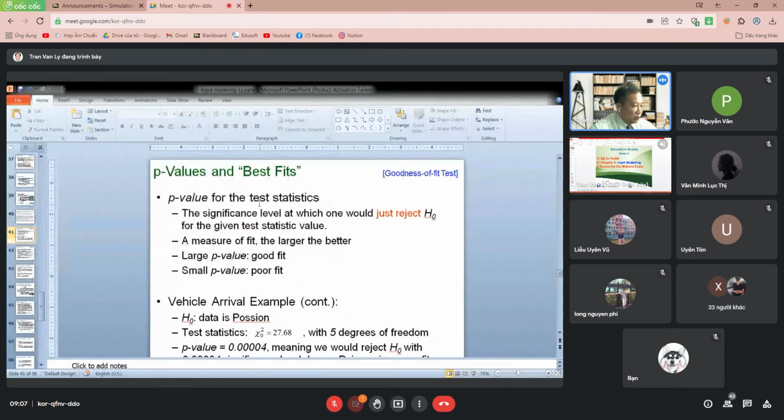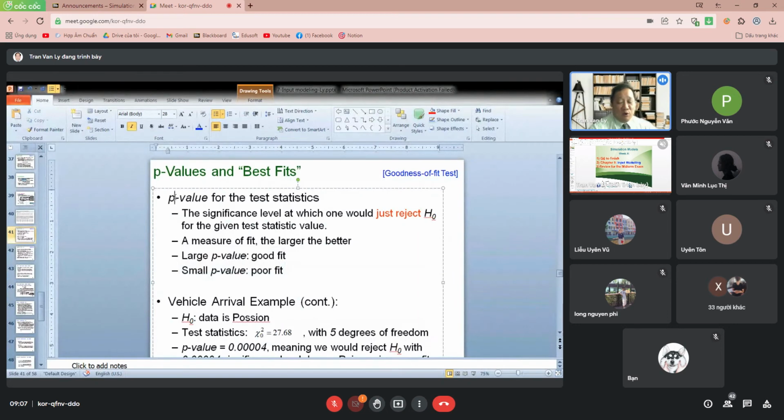Now we go to the p-value and the bad fit. Good fit, bigger p-value. Smaller p-value, bad fit. You know p-value already? San, hello, are you there? Is p-value familiar to you or not? Yes. Okay. Bigger p-value better, or smaller p-value better?